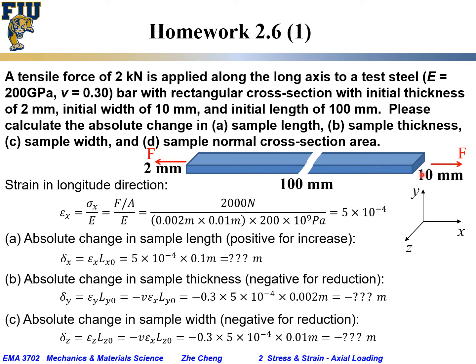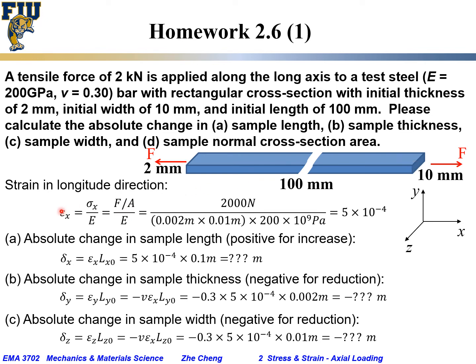It's a tensile force. Okay, we want to calculate the absolute change in sample length in this direction, sample thickness in the y direction, and the sample width in the z direction. And we also want to know the absolute change in sample cross-section area. Okay, so to do that, let's first apply what we learned. What do we know? We know the force, we know the material property, and we know the cross-section area.